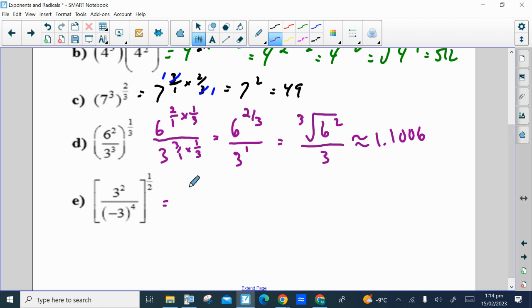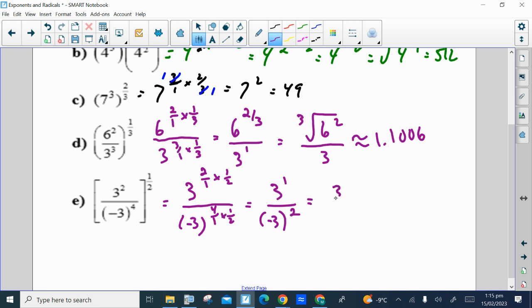And so in this case, you're going to multiply those exponents together. 2 over 1 times 1 over 2. And on the bottom, it's negative 3 to the power 4 over 1 times 1 over 2. So for the top part, the 2's will cancel, or you can multiply and get 2 over 2. Either way, it's going to be 3 to the 1, which is just 3. And on the bottom, when you multiply the exponents, you're going to get 4 over 2, which is 2.